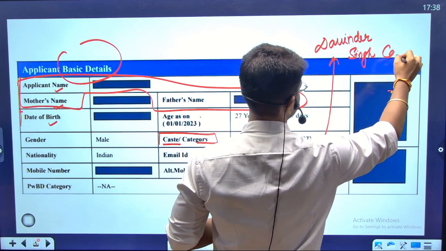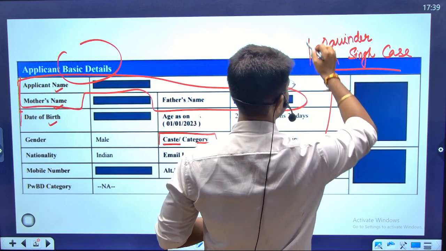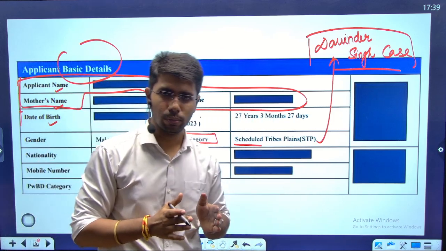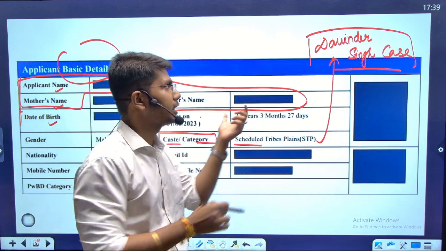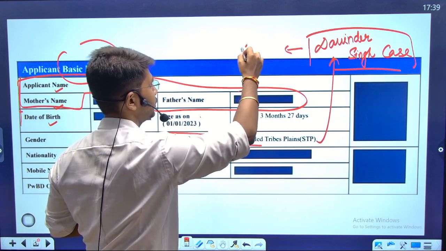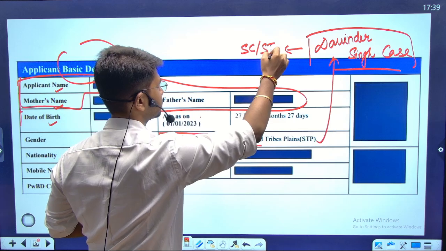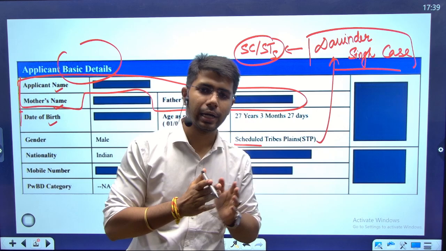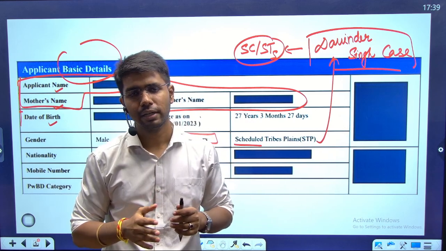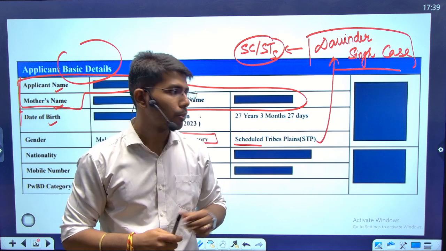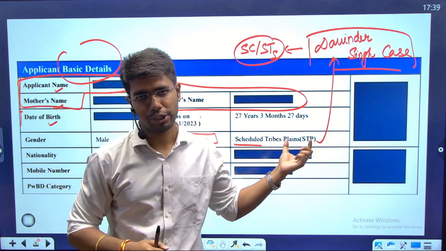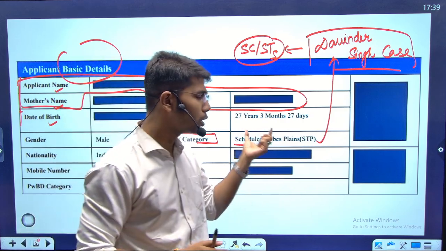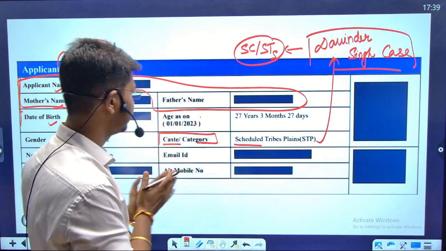The Davinder Singh case, which has been delivered recently, I think 2 months ago. I have made a video also on this particular case, and the case is about the sub-classification of SC/STs. The Supreme Court has allowed the sub-classification of SC/ST communities, and based on this judgment, you can have a question, specifically if you belong to the SC and ST community. You should know the percentages also and all of these things.